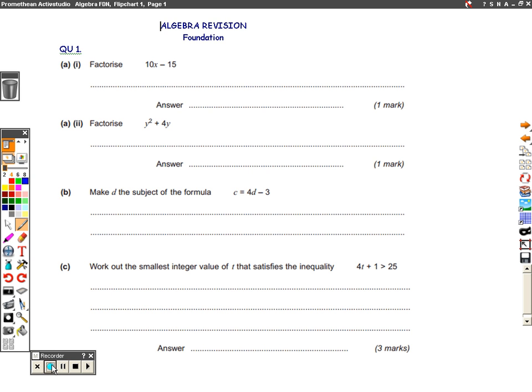Okay, make sure you have printed this out, give the questions a go, and when you've given the questions a go, then come back and go through it question by question, and I'll let you see how you would do each question.